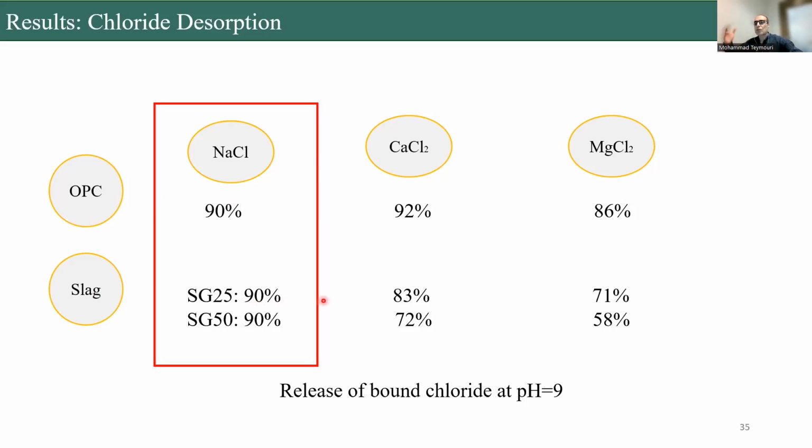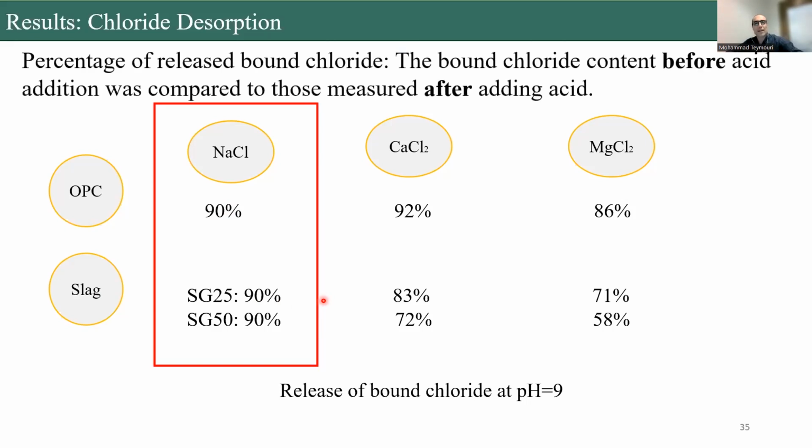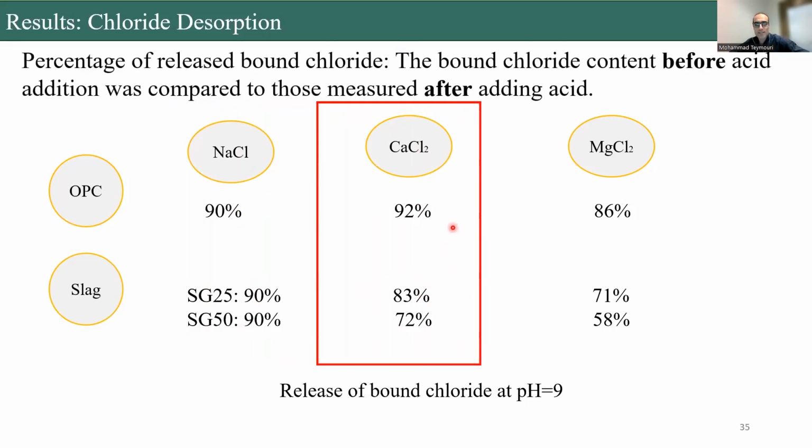But in almost all states, as far as I know, we have a combination of NaCl and CaCl2 or magnesium chloride. For example, here in Colorado, we are using a combination of magnesium chloride and sodium chloride. Sodium chloride is the cheapest one, and that's why most people want to use that. When it comes to calcium chloride, you can see in OPC, when we didn't have any supplementary cementitious materials, almost 92% of the bound chloride released. But when we incorporated slag, it's better, right? Because 72% released and almost 30% of the bound chloride remained in place. So those cannot participate in the corrosion.